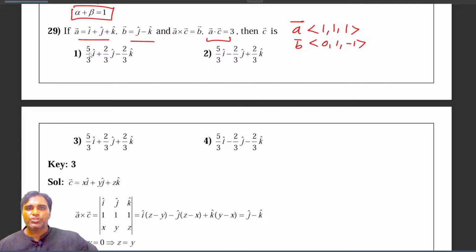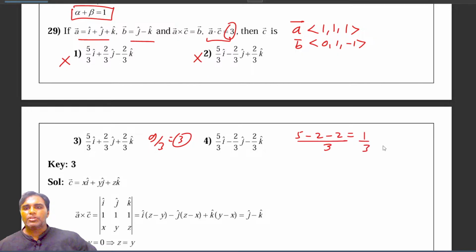First option, if I use, so 5 by 3 into 1, means the same number will come because A will have 1 1 1. So 5 plus 2 is 7, 7 minus 2, 5 by 3. So this is not my option. 5 minus 2 is 3 and 3 plus 2, 5 by 3. This is not my answer because I need 3. So 5 plus 2 is 7, plus 2 is 9. So 9 by 3, we are getting 3. Similarly, if you do this one also, you will get 5 minus 2 minus 2, that is 1 by 3. So this is also not my answer. So the answer is option 3.